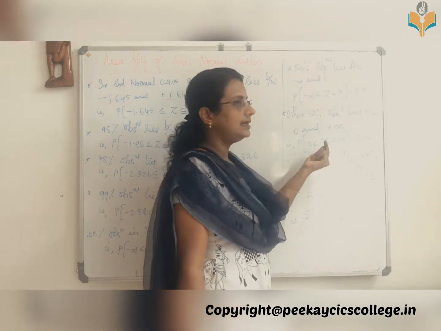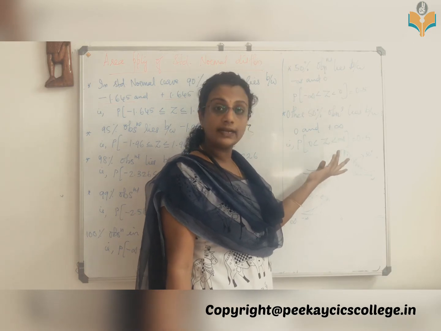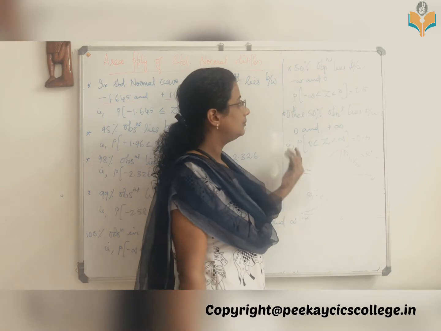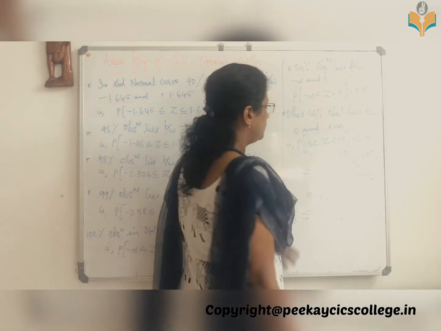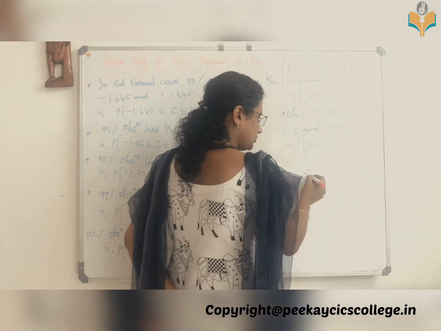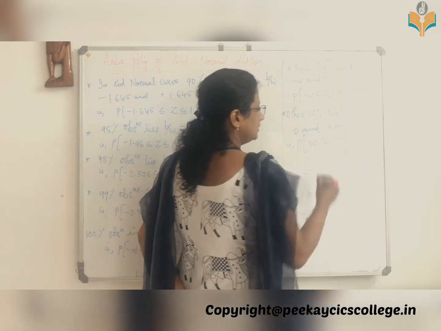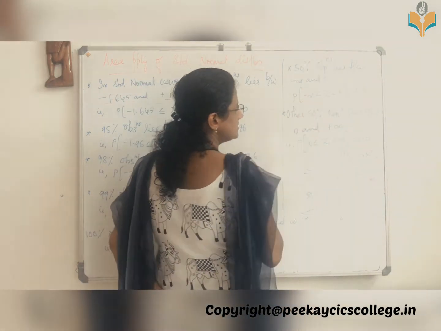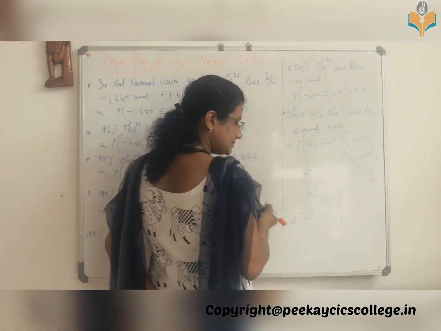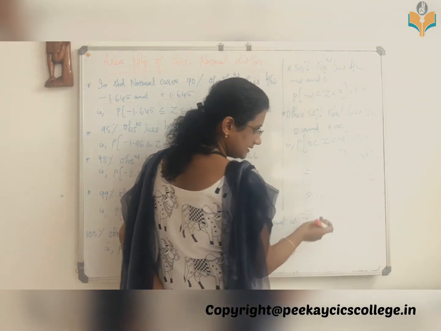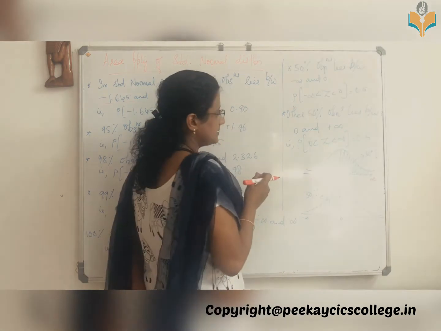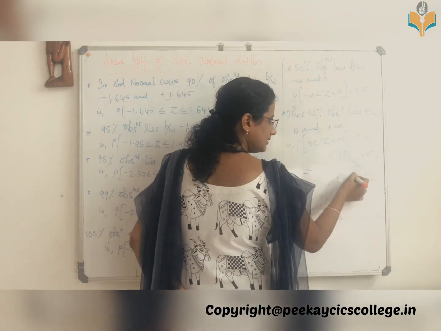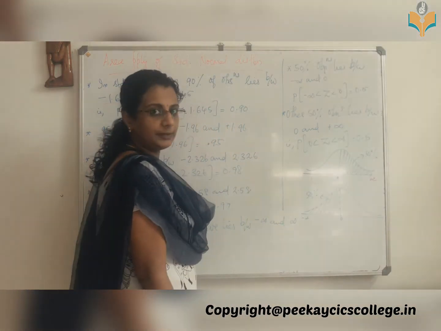Since we know the standard normal distribution is a symmetrical curve, both sides are equal, both sides are symmetric. So the area from minus infinity to plus infinity is 100%, and from minus infinity to 0 the area will be 50%. And what about the other 50%? From 0 to infinity, the area will also be 50%.